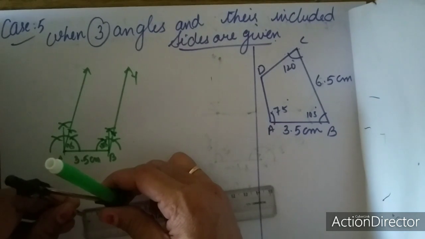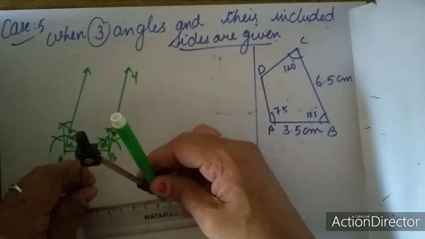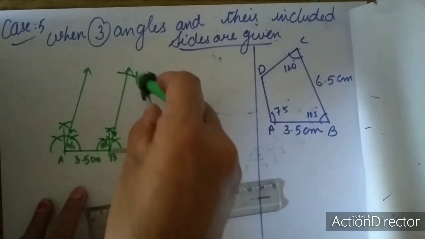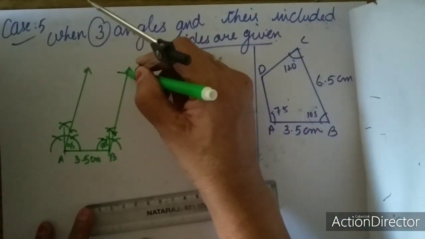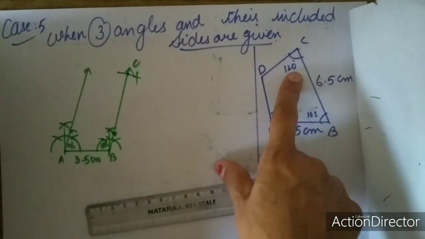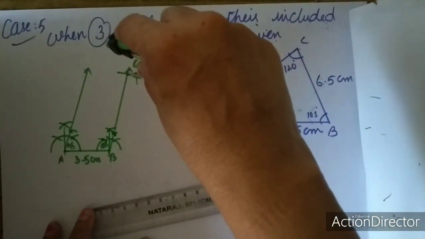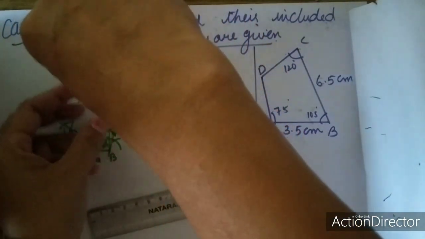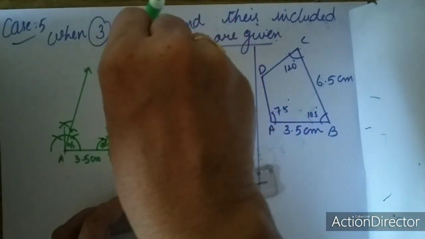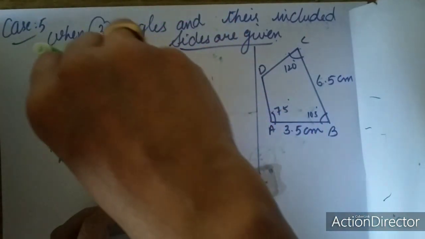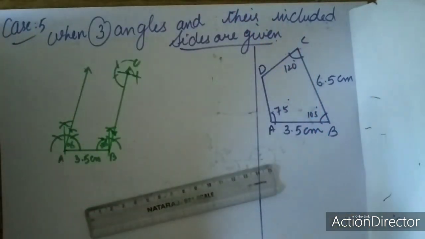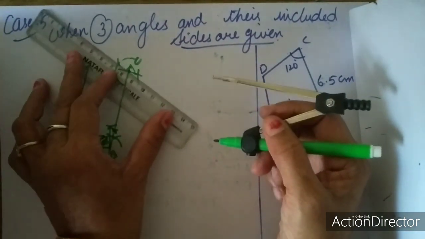Now on the ray BY I have to cut an arc of 6.5 centimeter. So take a radius of 6.5 centimeter in your compass. Cut an arc. So this point you name it as C. At the point C you have to construct an angle of 120 degree. So again you make a semicircle over here. So this is 60 and this is 120. So I am going to construct an angle of 120 degree over here.